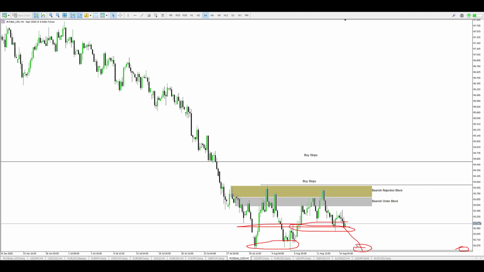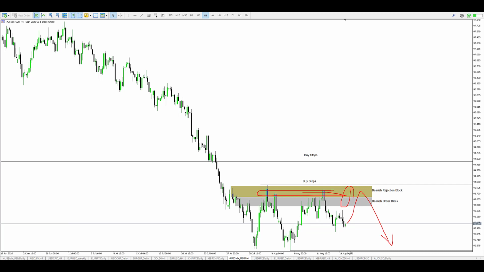But if it does drop to 92.50, then considering what fundamentals we'll be getting at that moment in time, I'll definitely be making a decision. Or if we trade back into this rejection block where our bearish order blocks are, see, this is our daily bearish order block, then I'll be looking for market to trade to the downside.